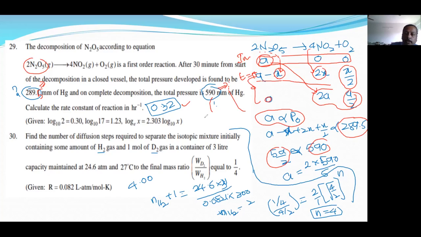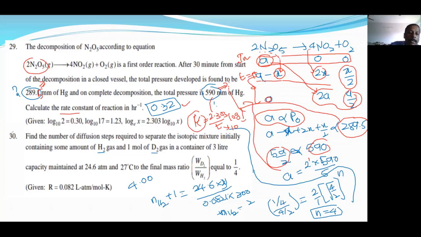Then what you will find out using the first order kinetics. K is equal to 2.303 by T into log. In place of A, you will write this value, 2 into 590 by 5, divided by, in place of A minus X, you will write 289.5. Then you will get the final answer. K, you will get it. Here you will find it as T is equal to how much? 10 minutes. In place of A minus X, how much it will be? 289.5. The denominator. In place of A, you will write 2 into 590.5 divided by 5.